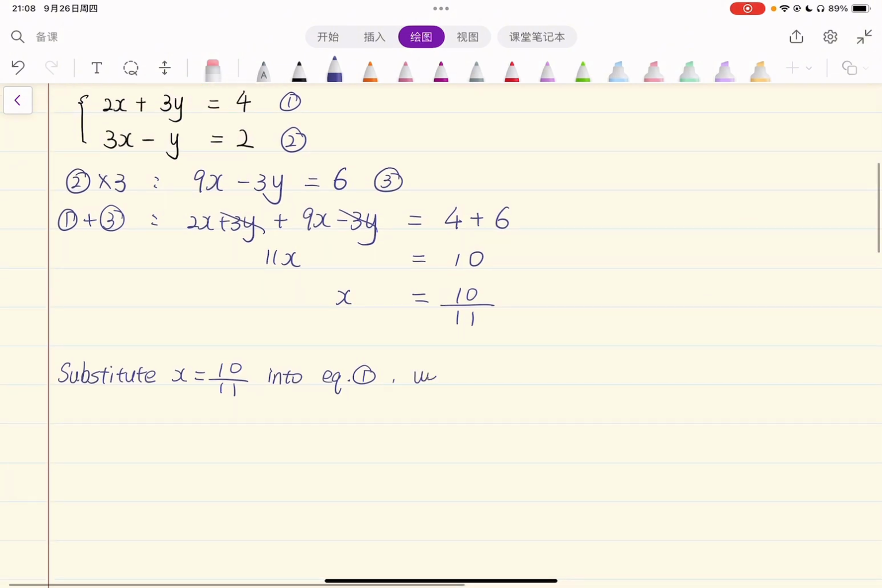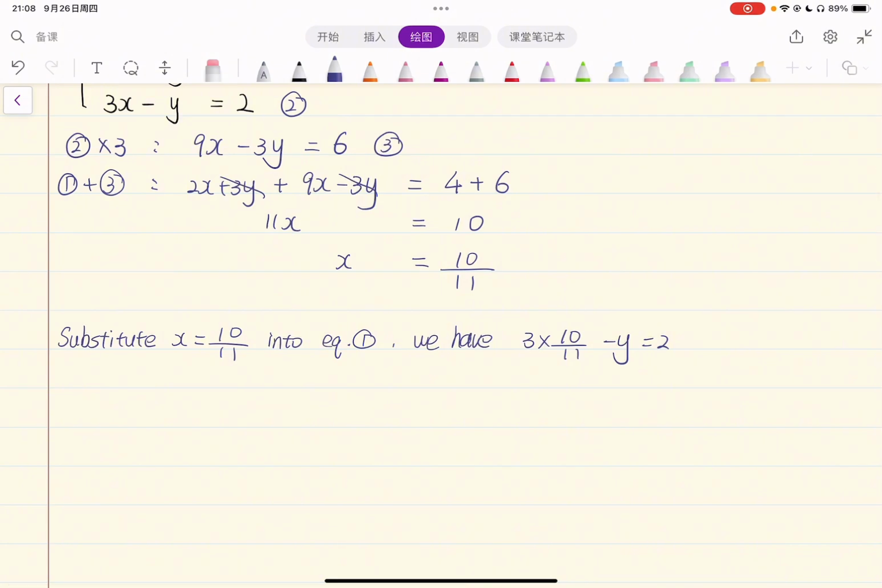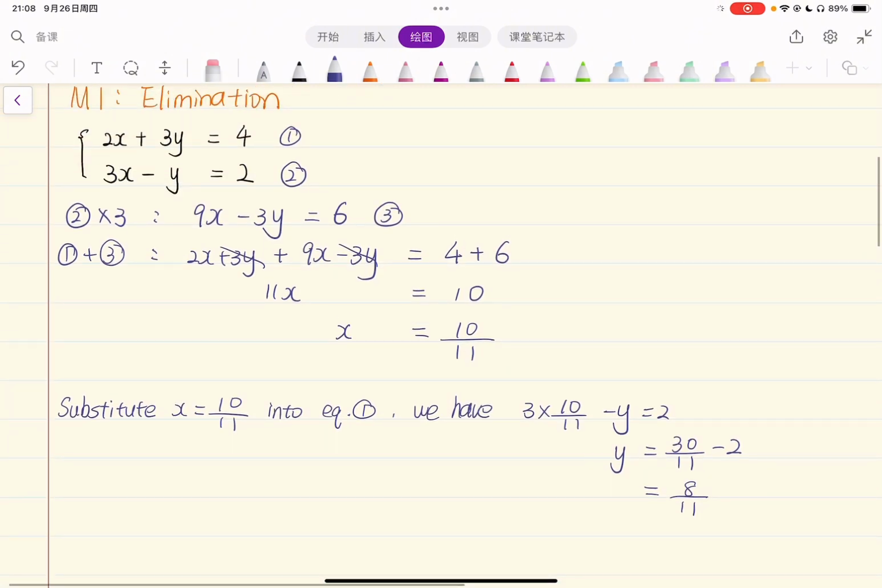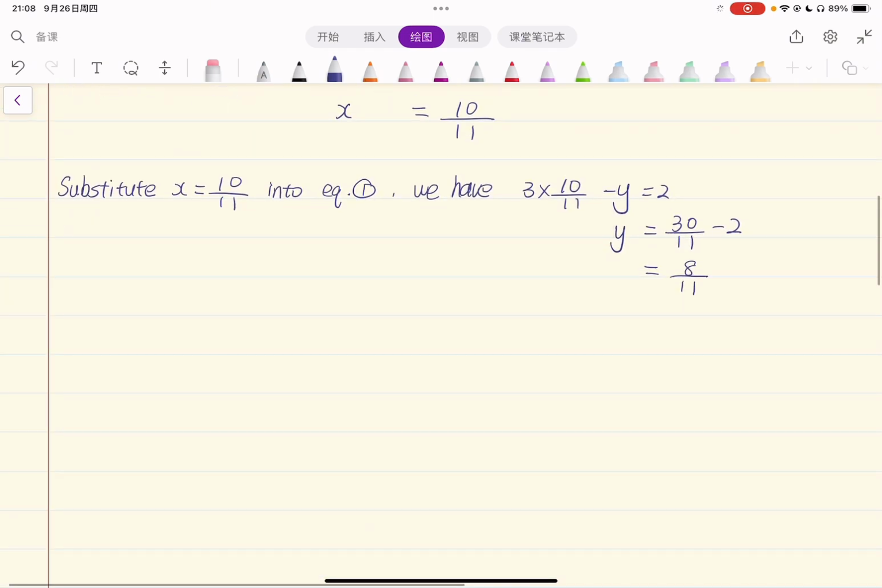We have 3 times 10 over 11 minus y equals 2. Then we have y equals 30 over 11 minus 2, which equals 8 over 11. So the solution of this linear simultaneous equation is x equals 10 over 11 and y equals 8 over 11.